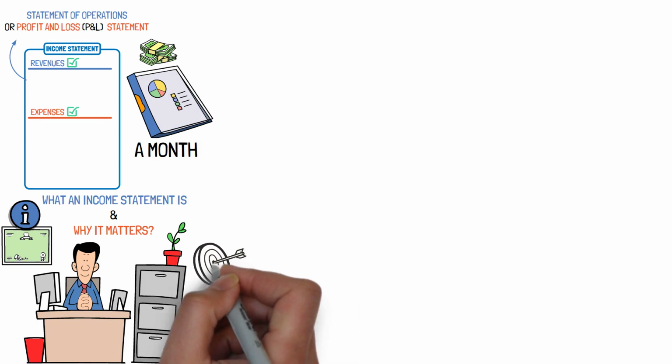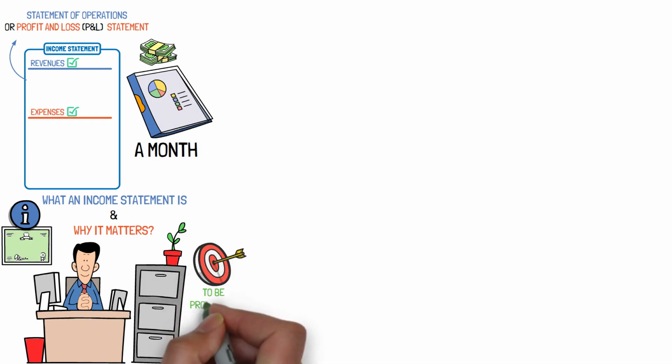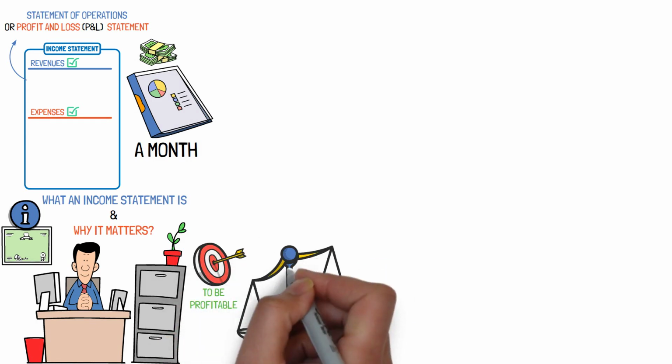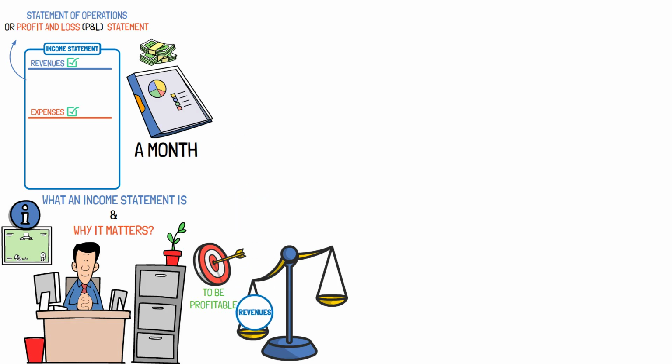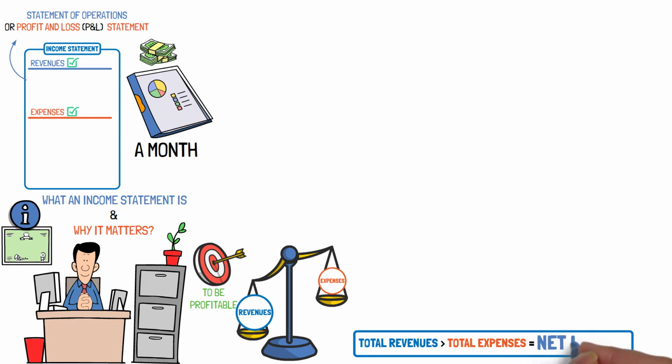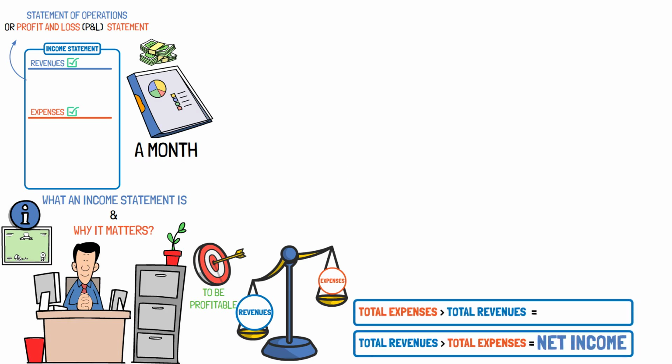The primary goal of running a business is to be profitable, meaning revenues should exceed expenses. When total revenues are greater than total expenses, the company achieves a net income. Conversely, when expenses exceed revenues, the result is a net loss.